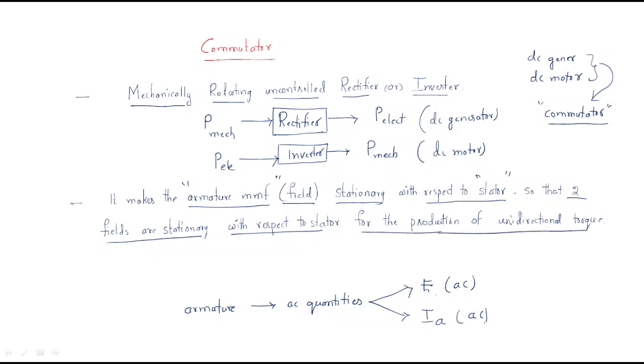We will analyze how it is possible. The most important thing: armature MMF means, keep in your mind always, the armature is the rotor. And field MMF or field flux means the stator. Both the armature MMF and the stator MMF should be stationary.